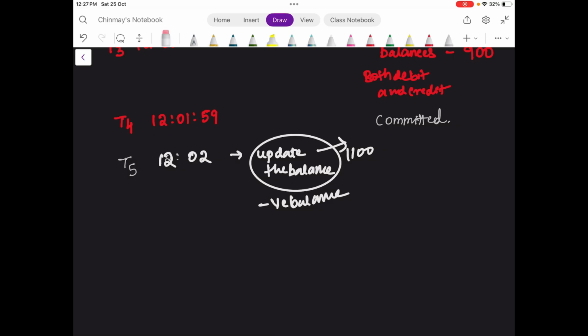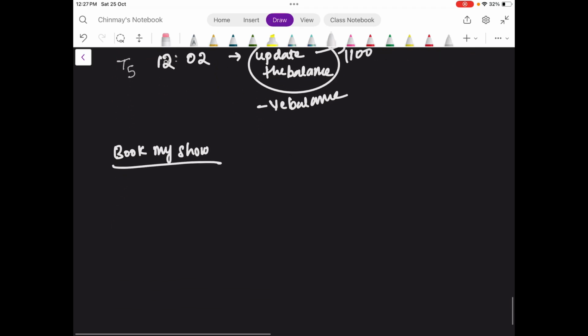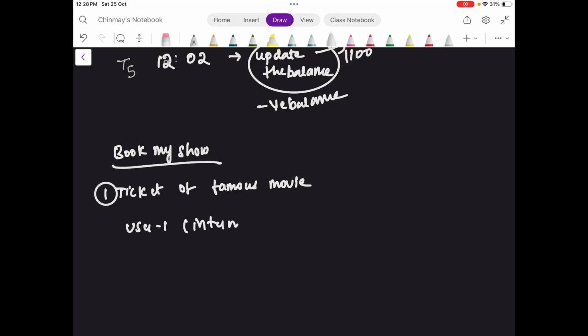This is one of the examples. Let's see another, similar example for a non-repeatable read. For example, take the practical example of BookMyShow. There is one ticket of a famous movie. The same case appears here, right? There is user one, whose internet connection is slow.